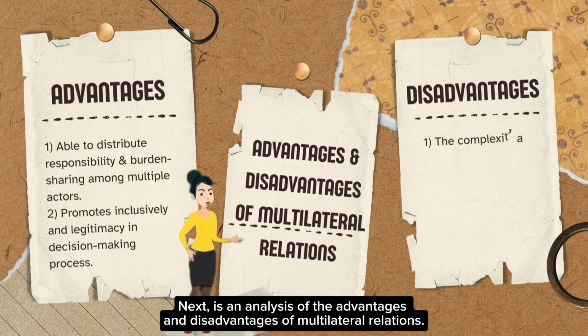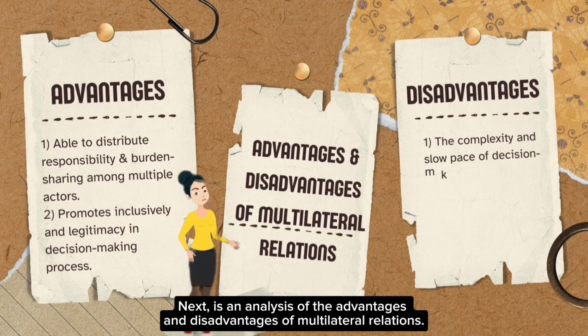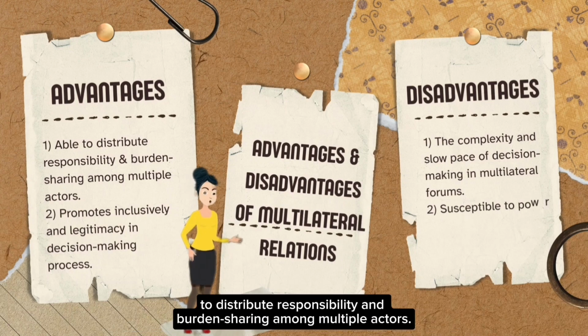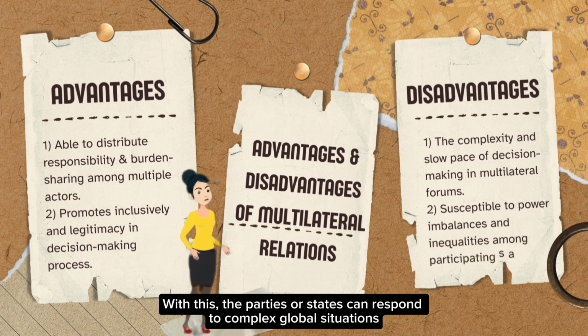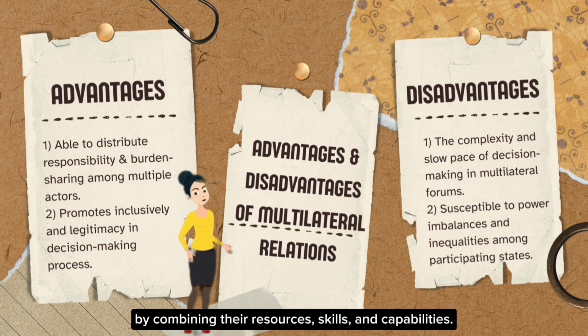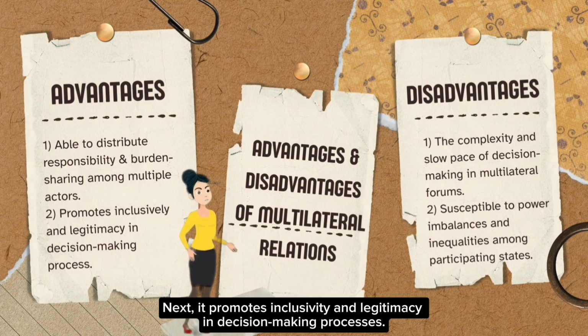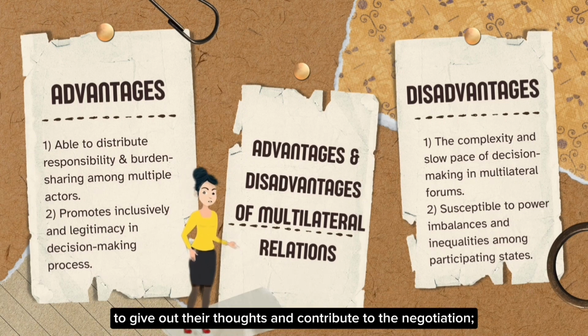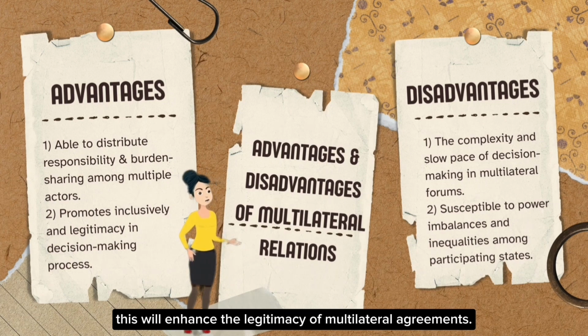Next is an analysis of the advantages and disadvantages of multilateral relations. There are a few advantages, and one of them is the ability to distribute responsibility and share burdens among multiple actors. With this, the parties or states can respond to complex global situations in a more thorough and efficient manner by combining their resources, skills, and capabilities. Next, it promotes inclusivity and legitimacy in the decision-making processes. Unlike bilateralism, multilateralism provides platforms for all the members to give their thoughts and contribute to the negotiation. This will enhance the legitimacy of multilateral agreements.